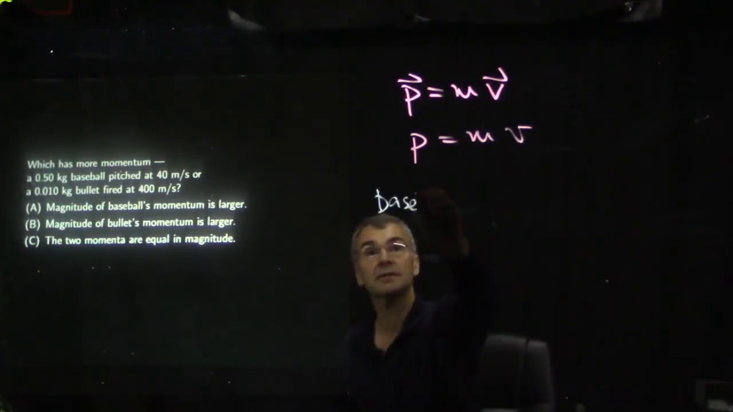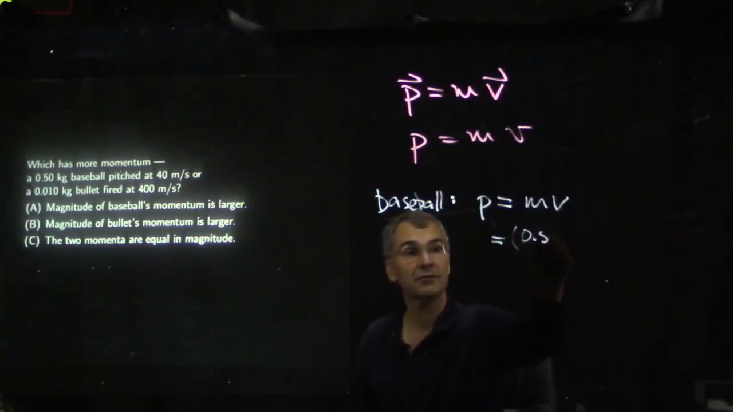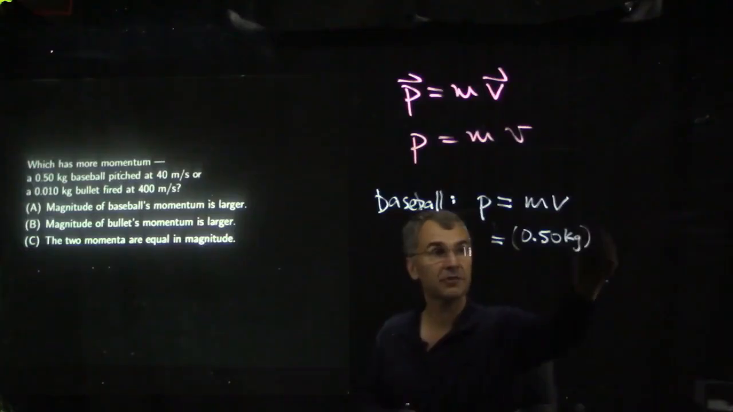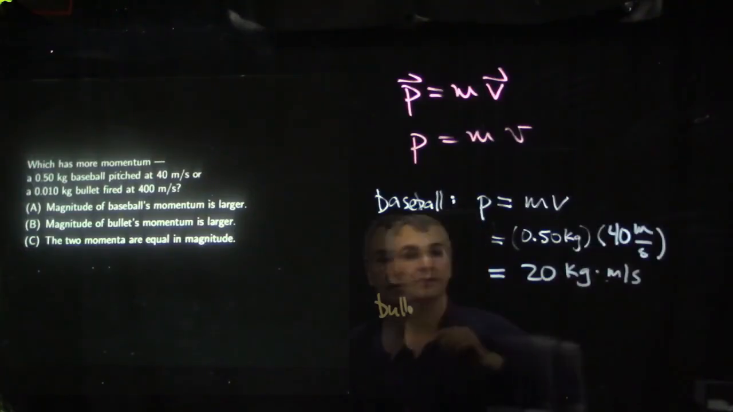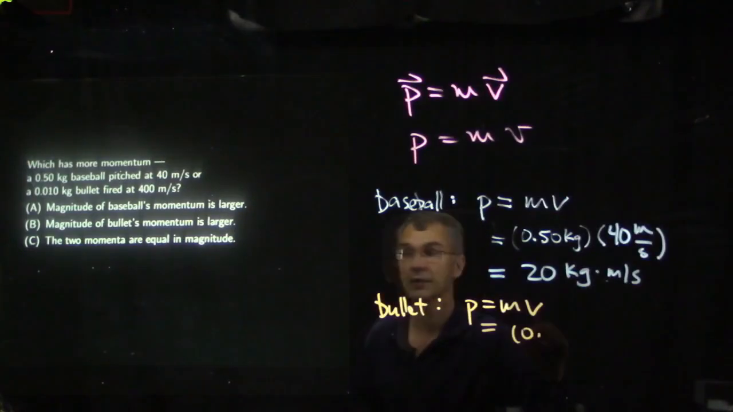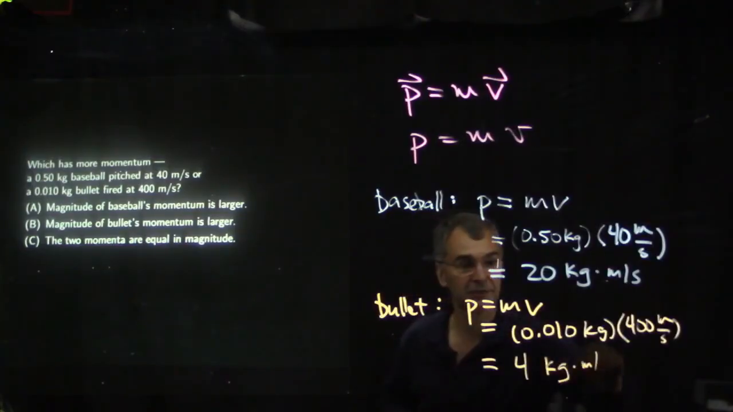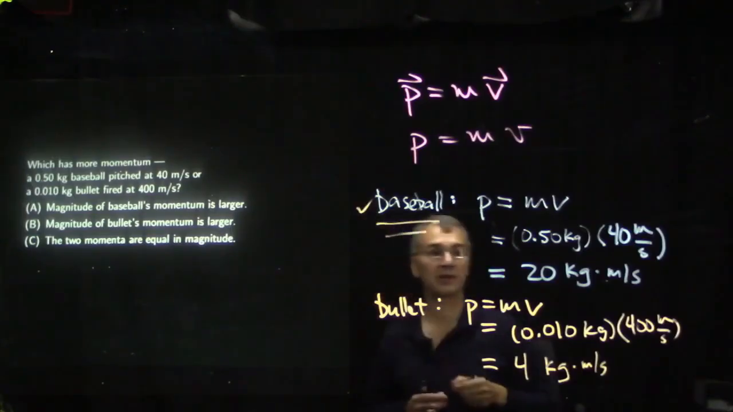Let's see. For the baseball, p is mv, which is 0.50 kilograms times 40 meters per second, which is 20 kilogram meters per second. And for the bullet, we have 0.01 kilogram times 400 meters per second, which is 4 kilogram meters per second. So indeed, the baseball has the bigger momentum.